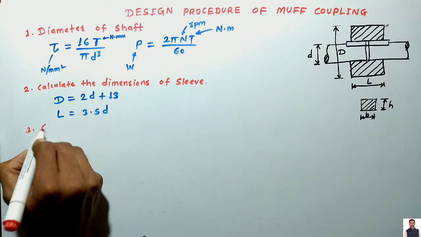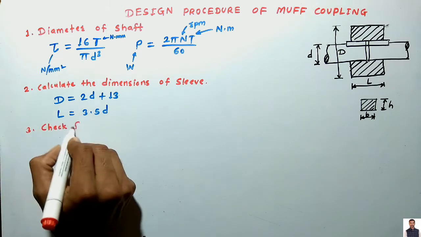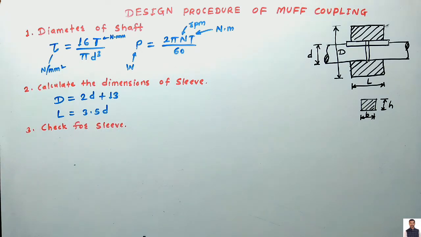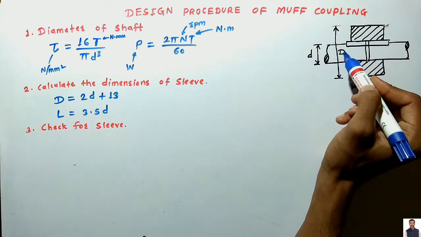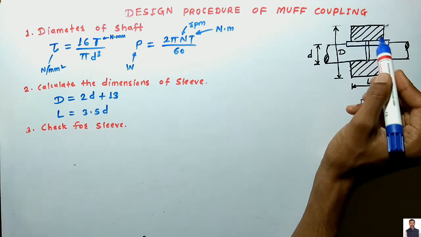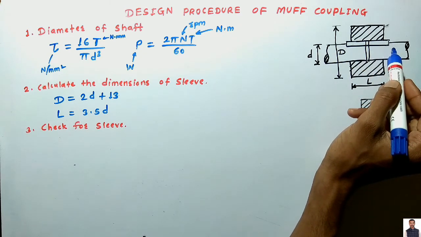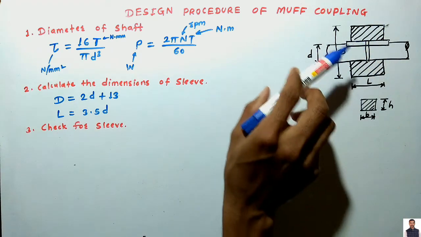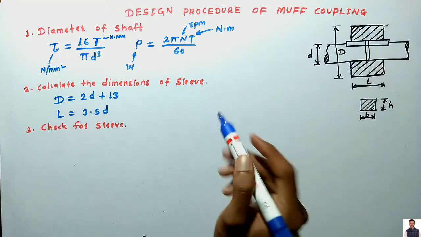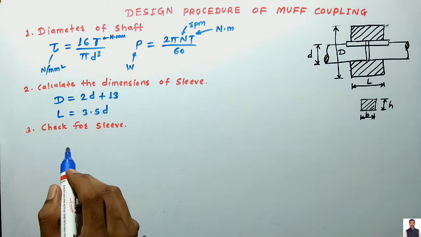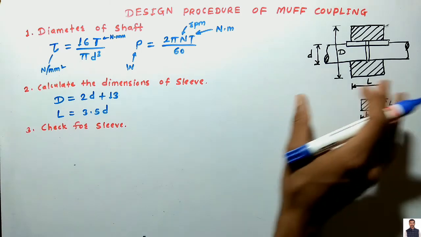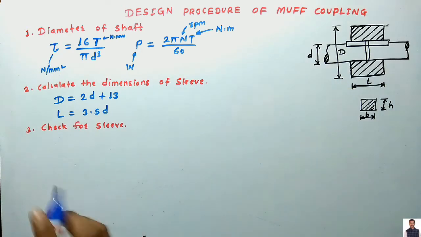So the third step is check for sleeve. We know that the input shaft transmits a torque to the sleeve, then the sleeve transmits that same torque to the output shaft. That means the torque transmitted by the shaft is the same torque transmitted by the sleeve. So we can use the equation of torsional shear stress for this sleeve also.